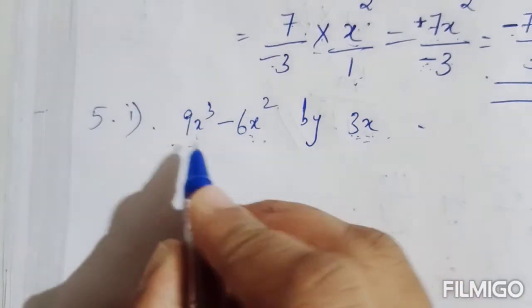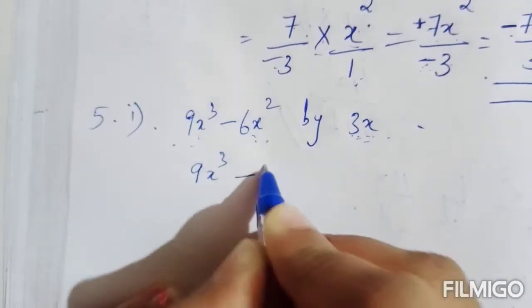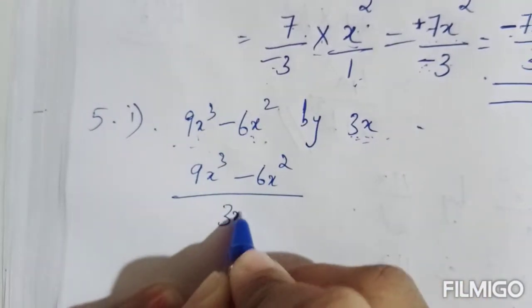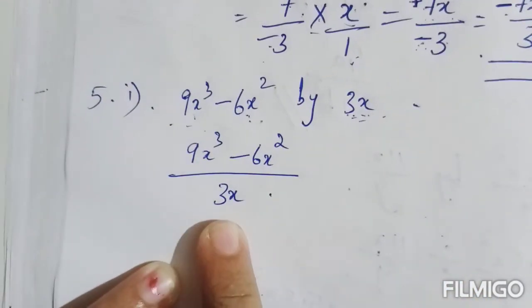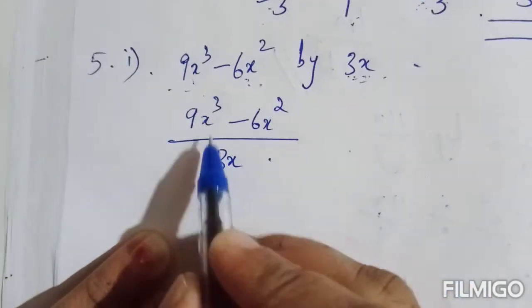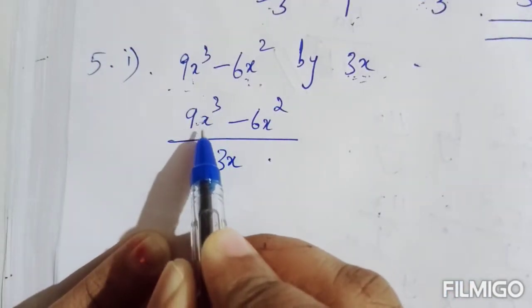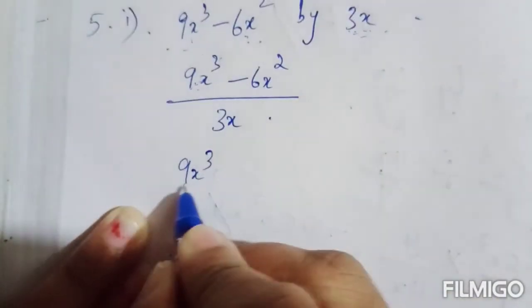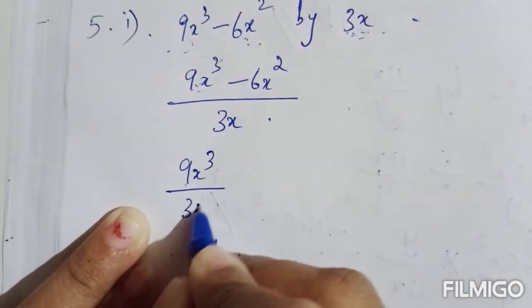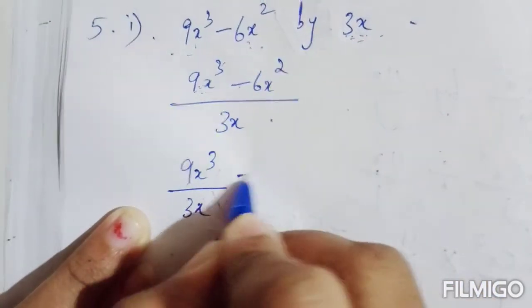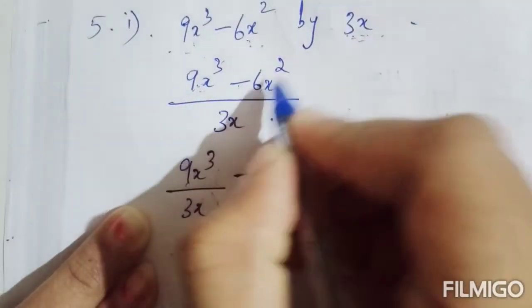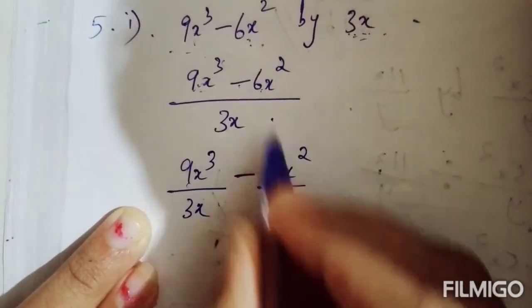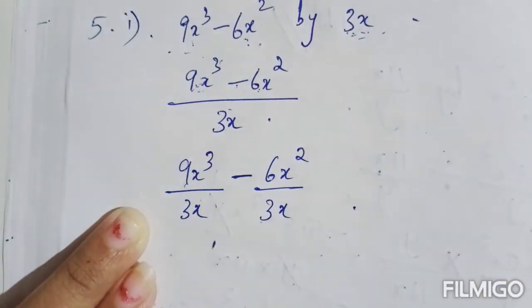So here 9x cube minus 6x square. This polynomial you have to divide by 3x, that is this monomial. So what to do is, you know the terms of the polynomial. 9x cube, this is the first term. 9x cube you just divide by this monomial. Here it is minus sign, so put minus. Now 6x square, this is the second term. So 6x square you just divide by this monomial, 3x.